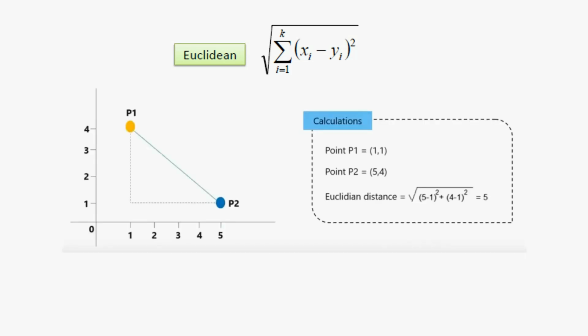Suppose we have point P1 and point P2. We want to estimate the distance between the 2 points. P1 is represented with (1, 1), P2 is represented with (5, 4). Now we apply the Euclidean distance formula. So it will calculate root of (x1 minus x2) the whole square plus (y1 minus y2) the whole square. That value you will get as 5. Like that we have to calculate the distance between the unlabeled data point and the labeled data points.